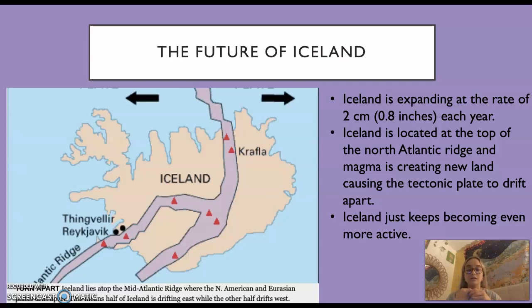The fact that it is located on top of this North Atlantic Ridge is causing, since new magma is being created, the tectonic plates to drift further and further apart. And Iceland just keeps becoming even more active throughout the years and moving more on top of that hotspot.